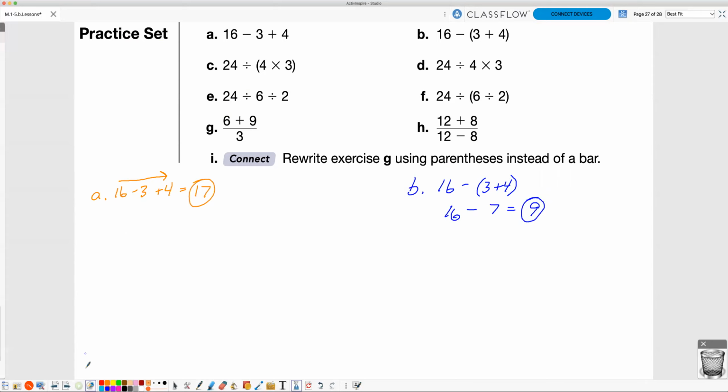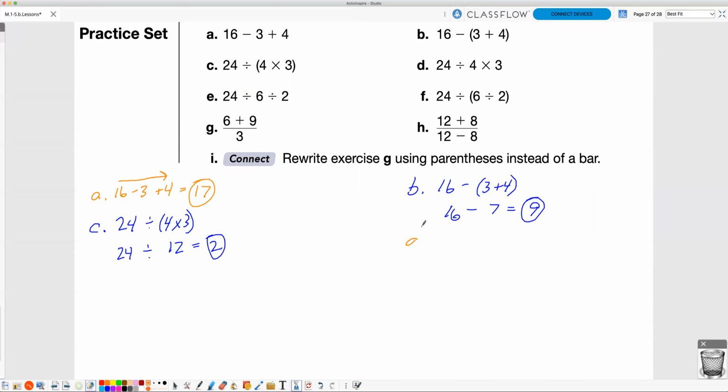Okay, let's do letter C. So letter C, I'm going to just rewrite that. 24 divided by the parentheses, 4 times 3. Okay, go ahead and answer that. You should have gotten 12 to begin with because it's in parentheses, and then you have to take 24 divided by 12. Hopefully you know that one right off the bat as 2.